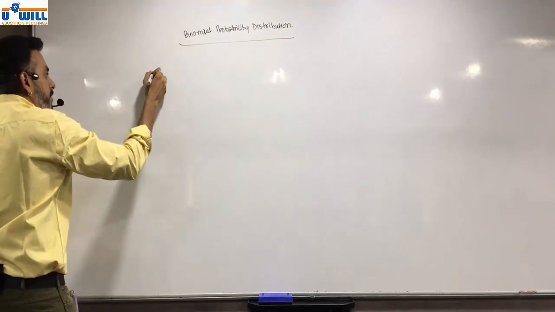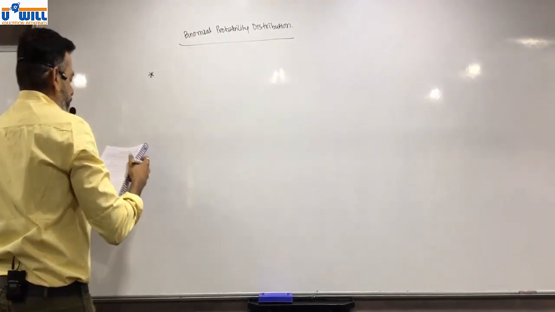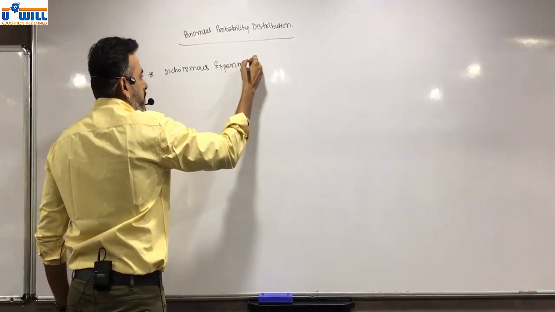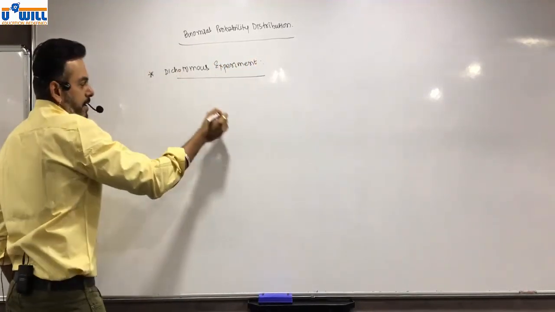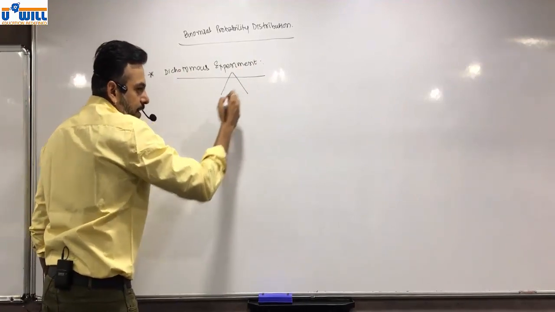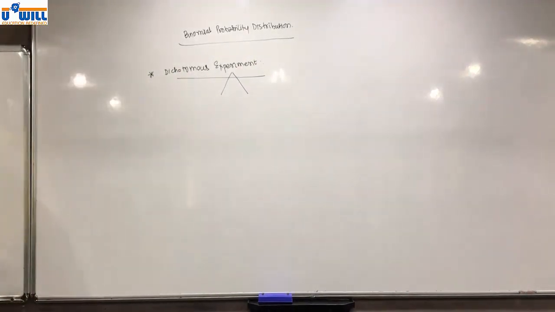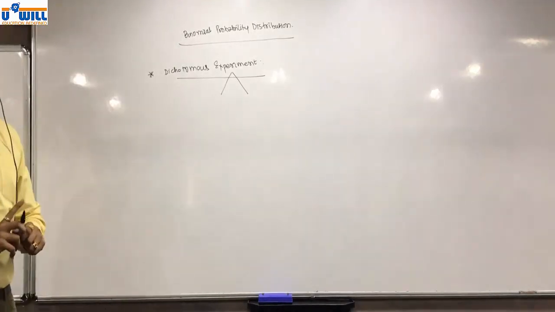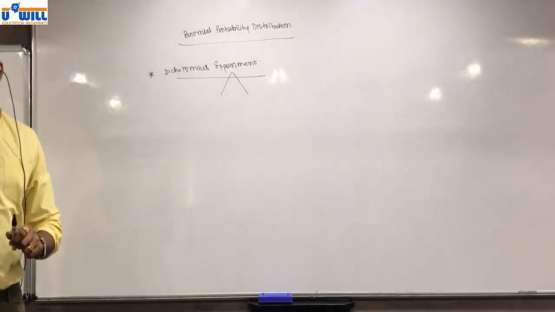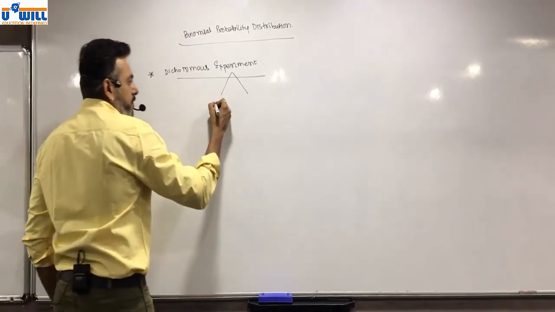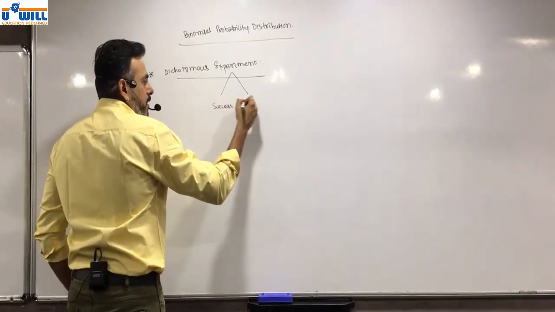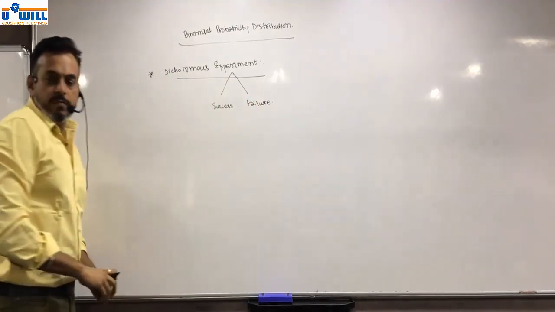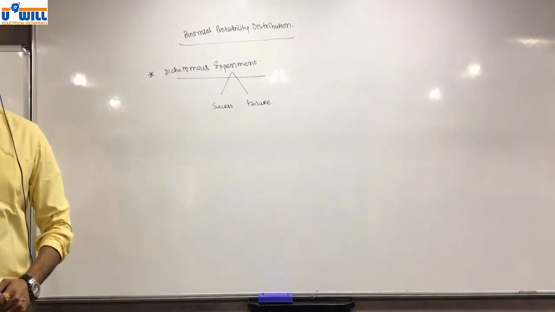Now, सबसे पहले we are going to study over here the dichotomous experiment. Now, what is this experiment? It's an experiment where there are, ध्यान देना please, only two outcomes. One is success and the other is failure. एक है success और दूसरा है failure.